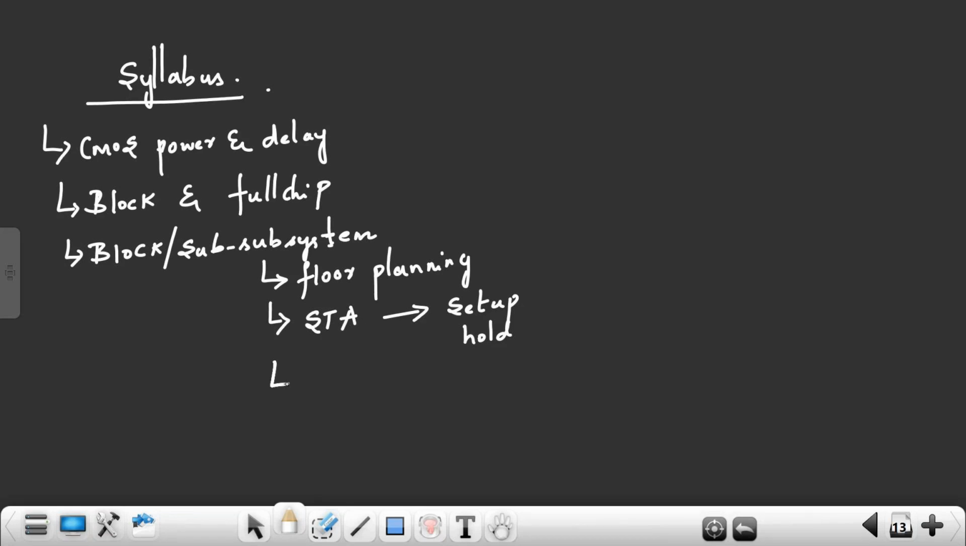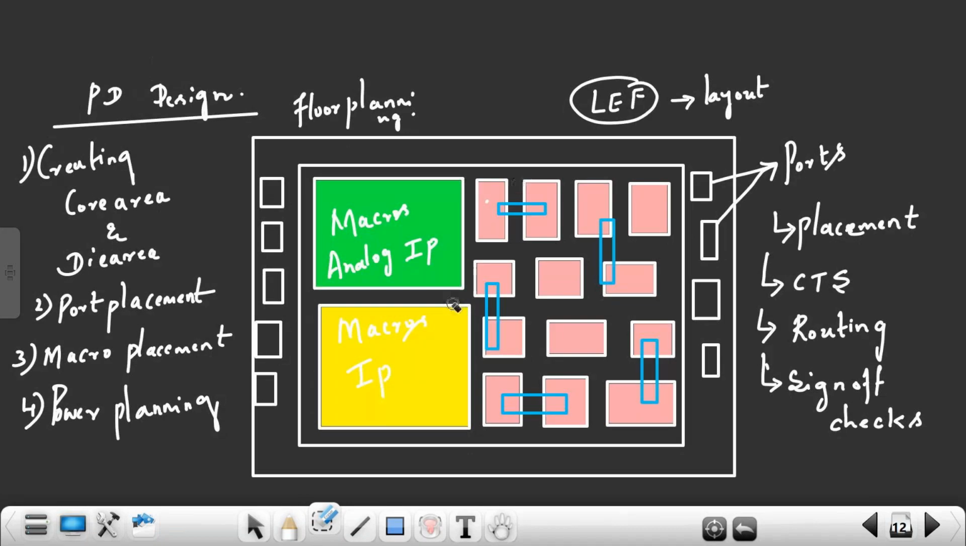After STA, we discuss placement of standard cells. In placement, we again discuss the rules, meaning what settings we have to do before placement to get a better result. What are the steps in placement? Next is checks after placement. After placement, what are the things you have to check? Placement means placing all the standard cells inside the core area.